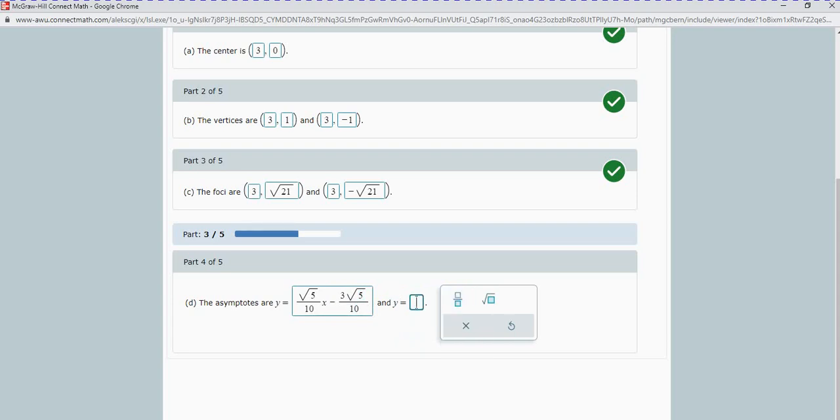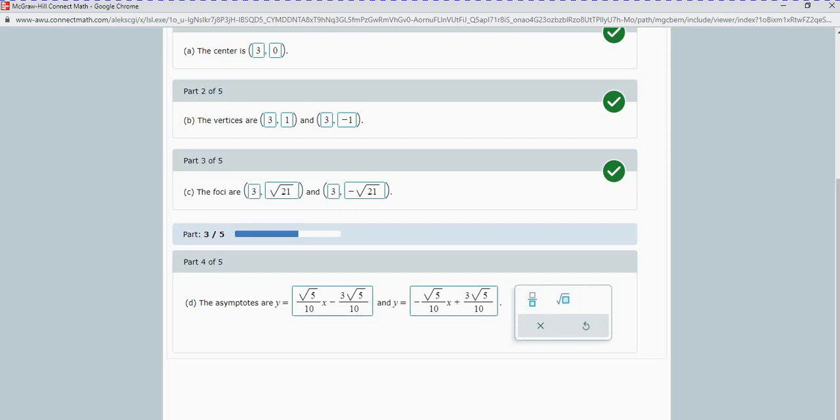Okay, and the next one is going to look virtually identical, except the signs are going to flip. So we'll have a slope of negative root 5 over 10. That, of course, is multiplied by x. And then we are adding 3 root 5 over 10. So 3 square root of 5 divided by 10. Oops, let me fix that. 3 square root of 5 divided by 10.